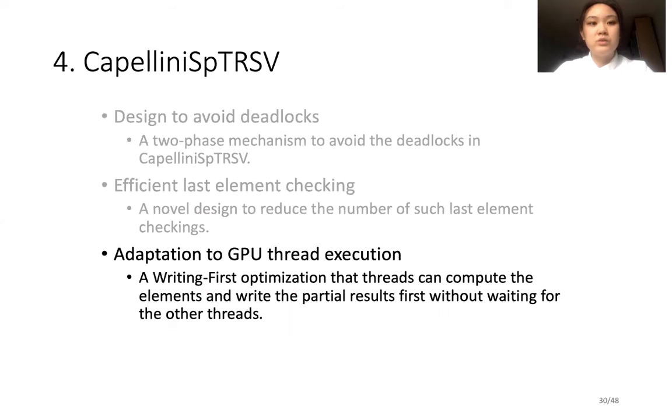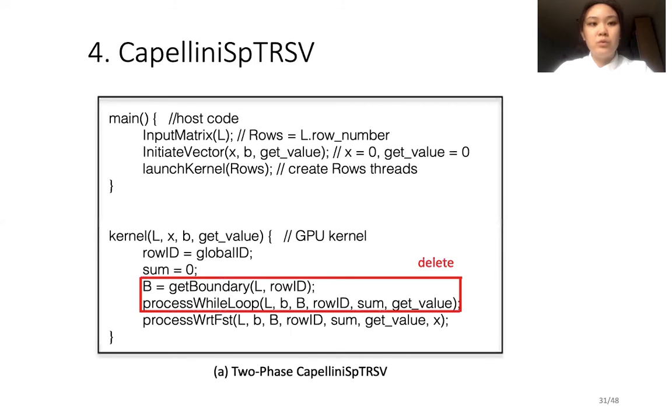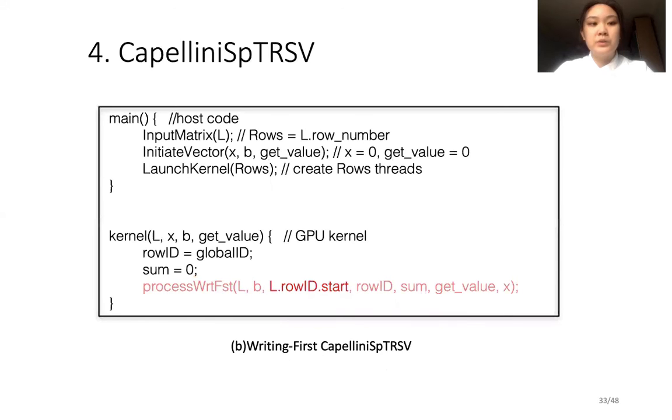Third, we propose a writing-first optimization so that threads can compute the element and write the partial result first without waiting for other threads. We remove the computing part in the first phase and expand the scope of the second phase computation from the interwarp-dependent element to the whole element in the row, so that a thread can compute the element and write the partial result first without waiting for other threads.